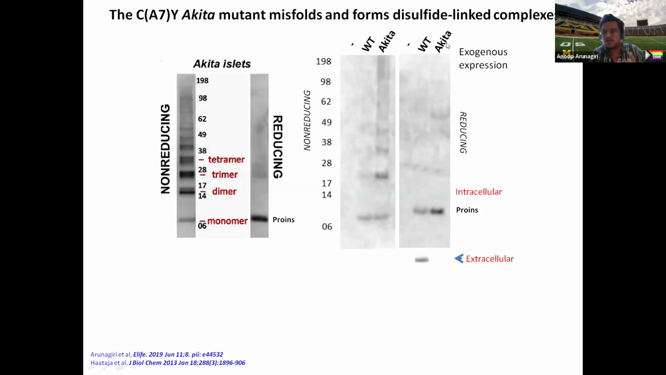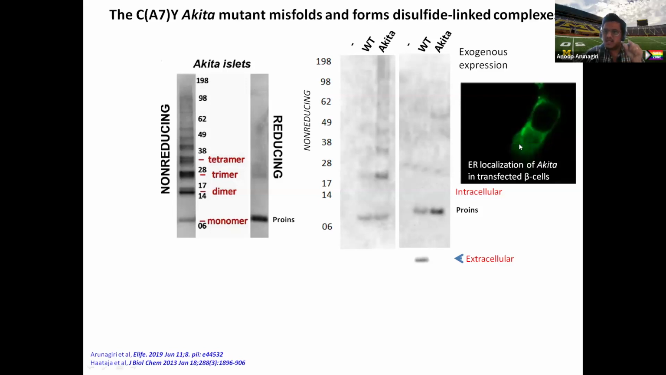So now we wanted to address where in cells are they located. If they are staying back in the cell, where are they located? The answer is this. They stay back in the ER. We co-localized this with an ER marker. For simplicity, I'm just showing the proinsulin staining. So the place where proinsulin is supposed to fold, they also misfold. Akita mutant misfolds, stays back in the ER.